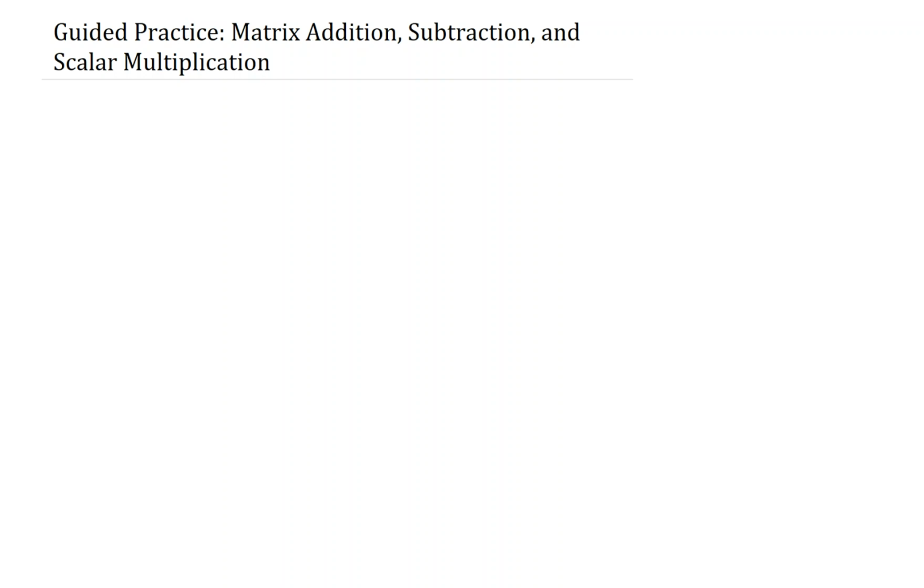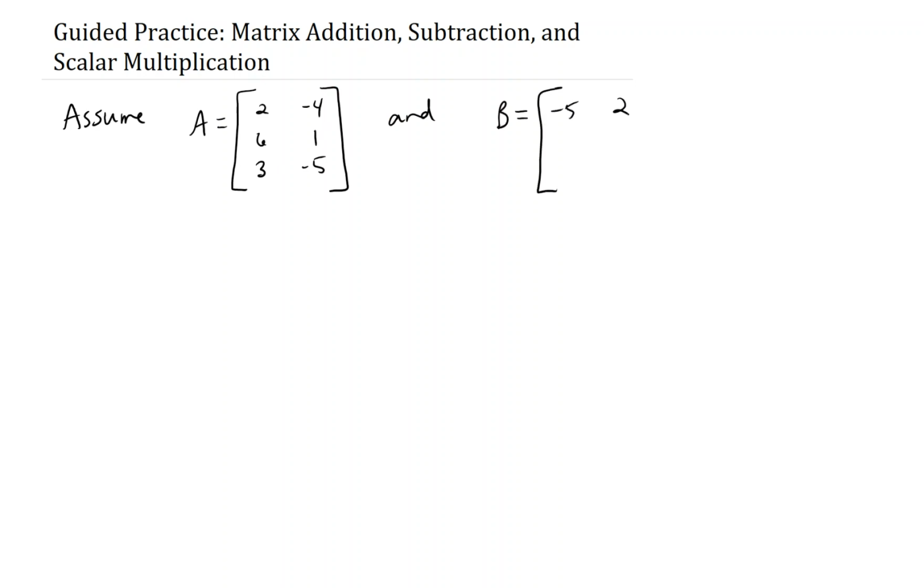Okay, let's work through some basic problems where we have to do some matrix addition, subtraction, and scalar multiplication. I'll guide you through the process without doing the work for you. For all of the problems, let's assume that matrix A is 2, -4, 6, 1, 3, -5, and that matrix B is -5, 2, excuse me, 0, 3, 4, -6. So those are the matrices we'll use for all of these problems.